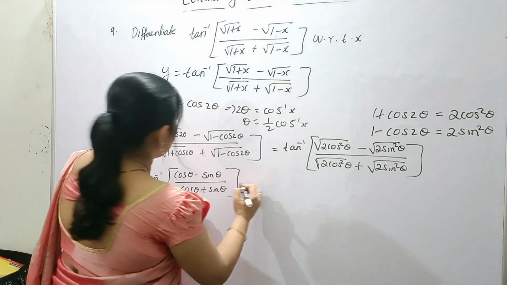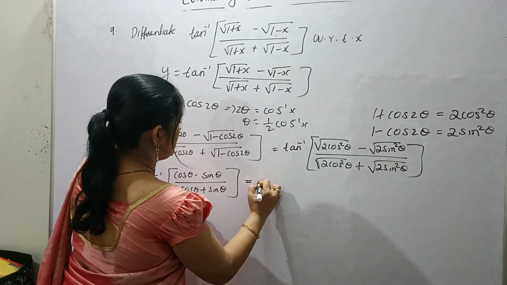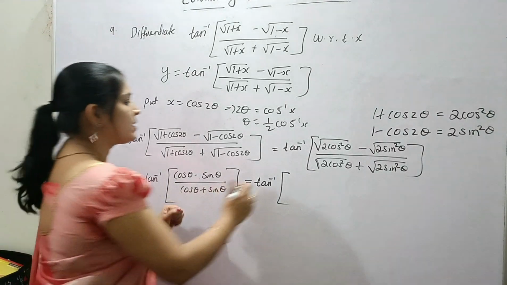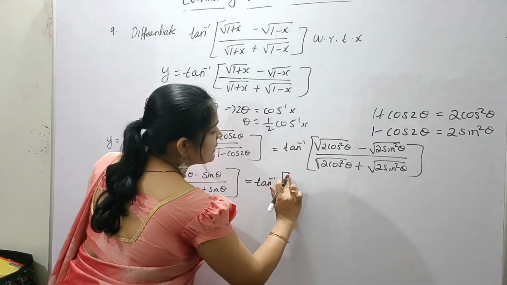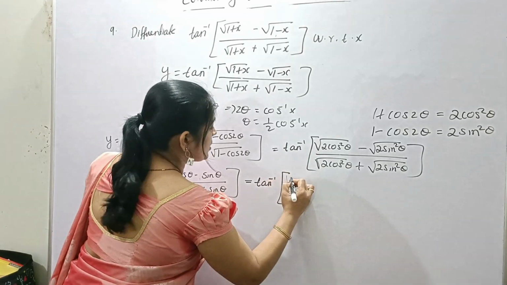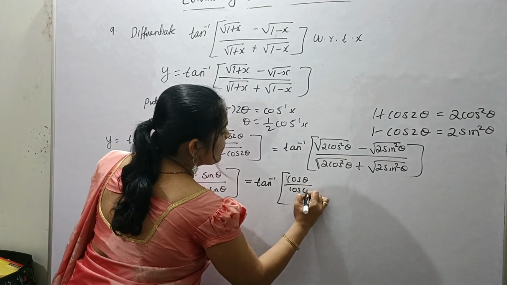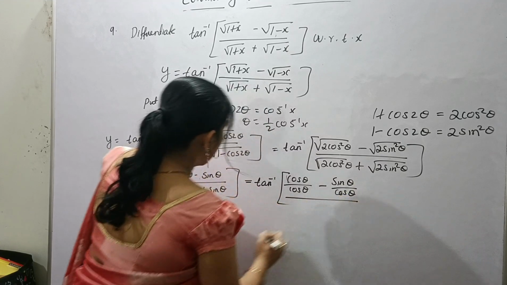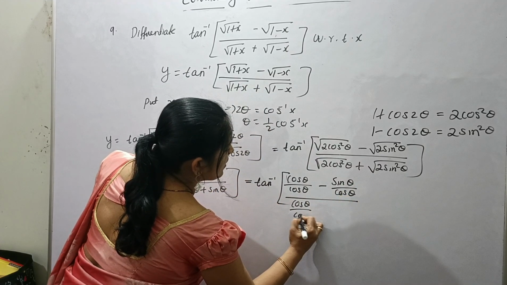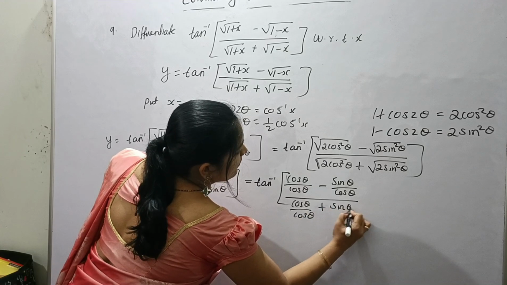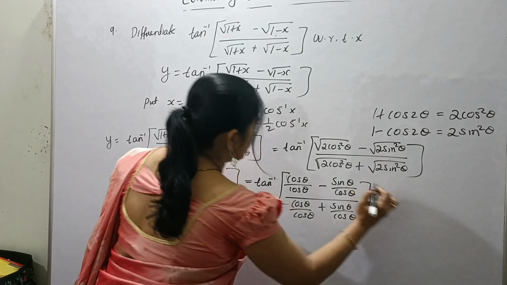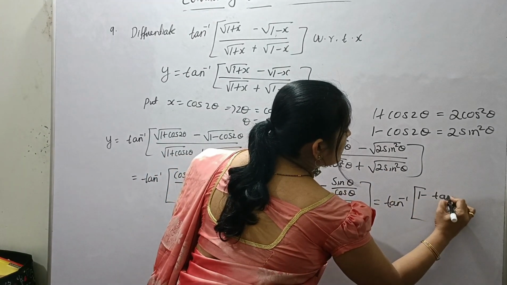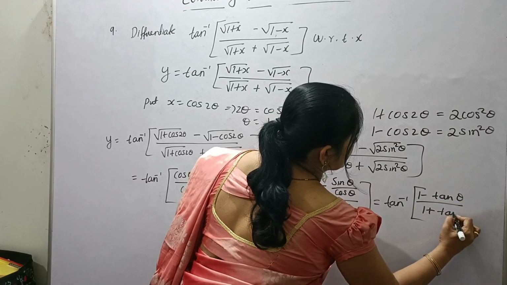That is equal to tan inverse of, okay, let's divide throughout by cos theta. So cos theta by cos theta, that is 1. Cos theta by cos theta minus sin theta by cos theta divided by cos theta by cos theta plus sin theta by cos theta. Okay, that is equal to tan inverse of 1 minus tan theta divided by 1 plus tan theta.